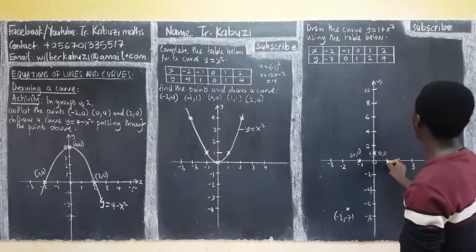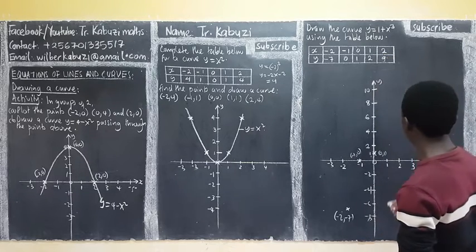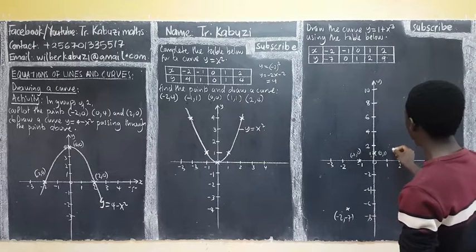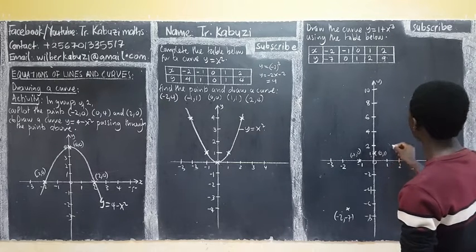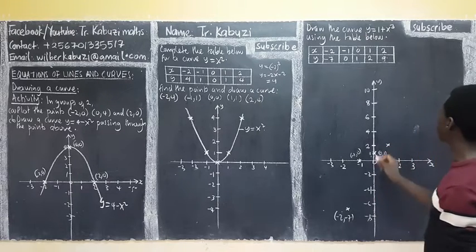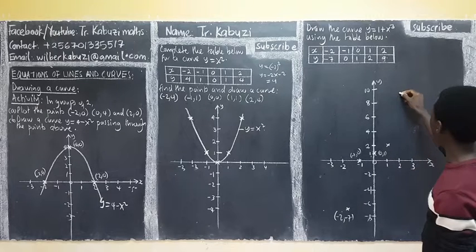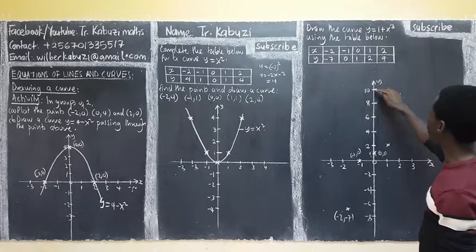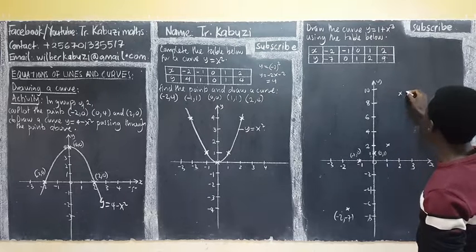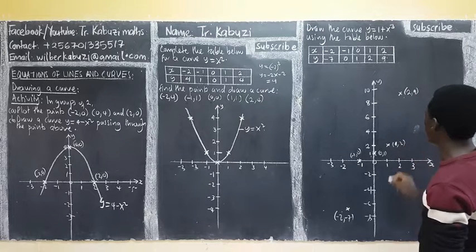And then we need 1, 2. Sorry. We need 1, 2. Yeah, 1, 2 is here. Then we need 2, 9. 2, 9 is here. 9 is between 8 and 10. So 2, 9 is there. This is 2, 9. This is 1, 2.